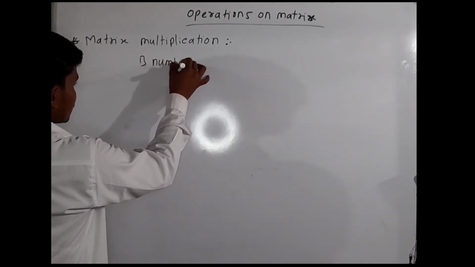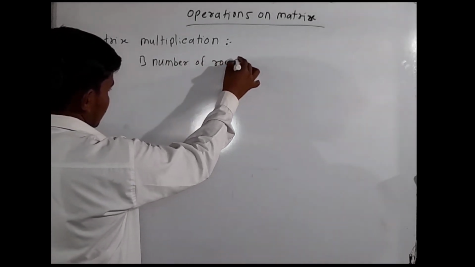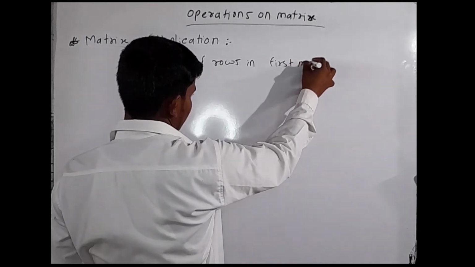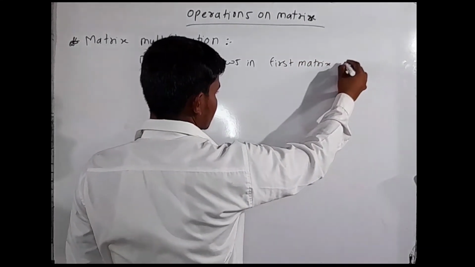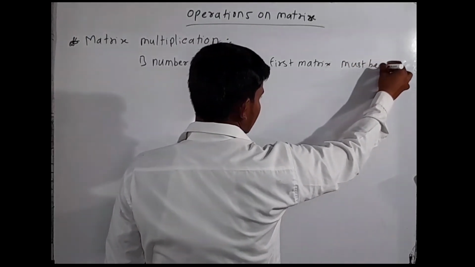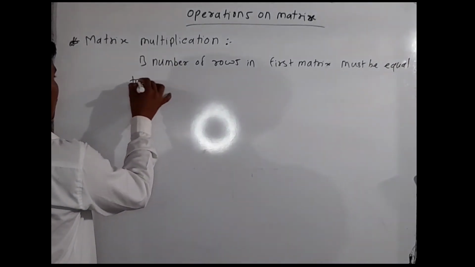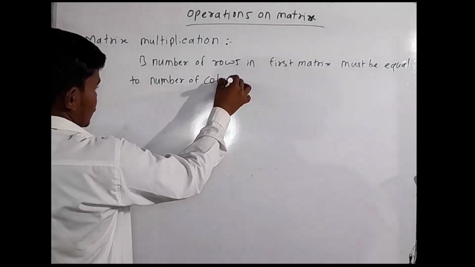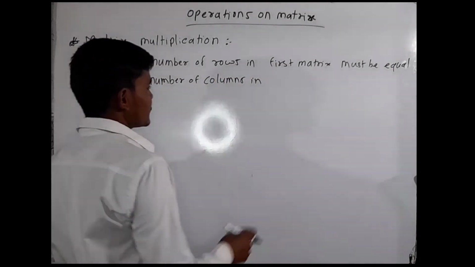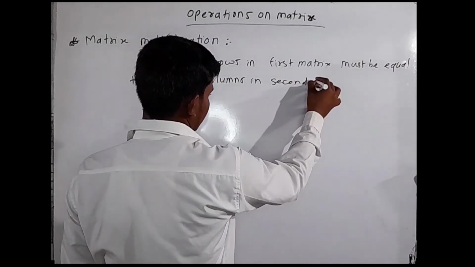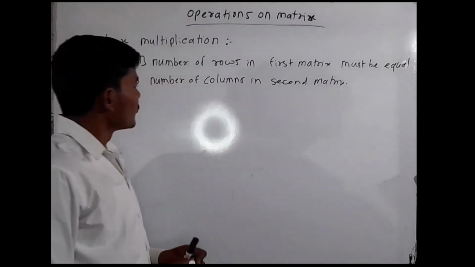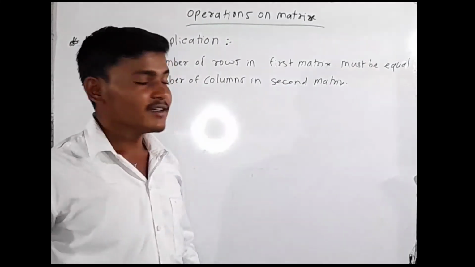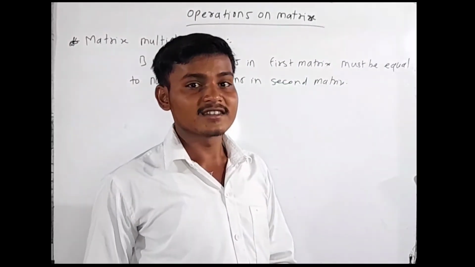Number of rows in first matrix must be equal to number of columns in second matrix. Then two matrices can be multiplied.